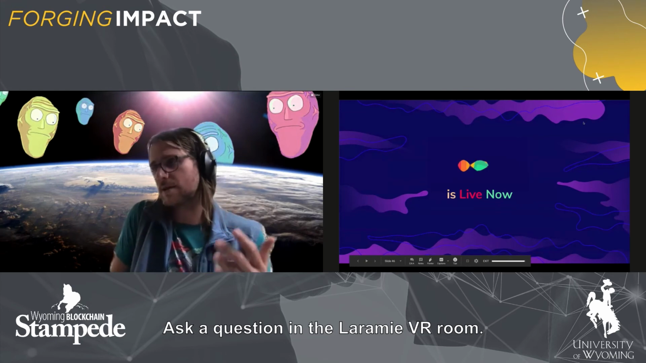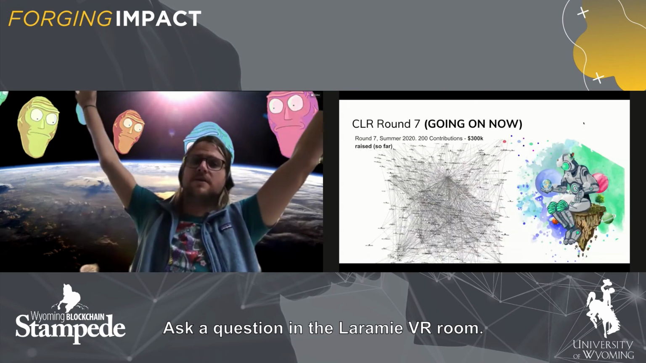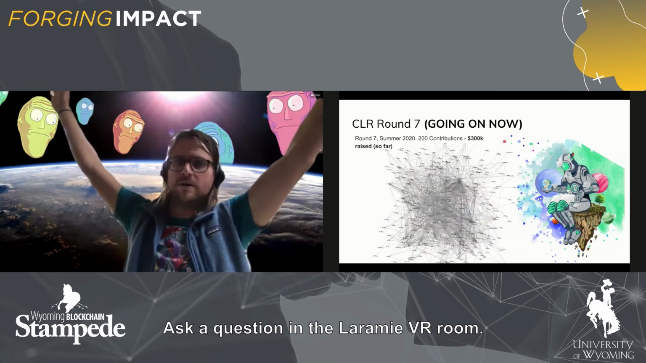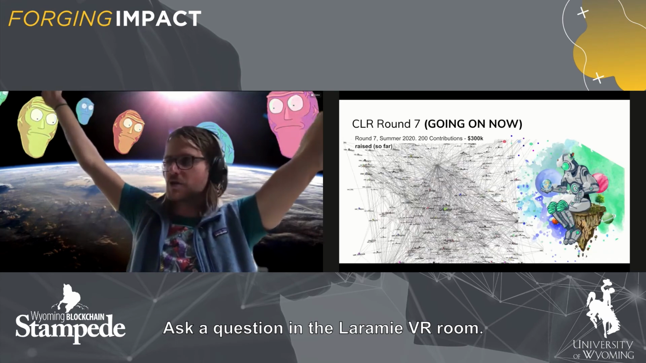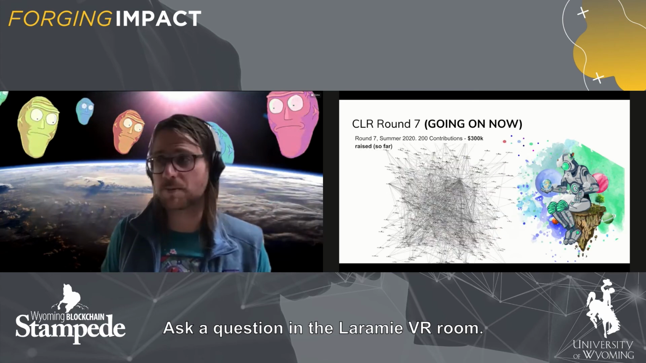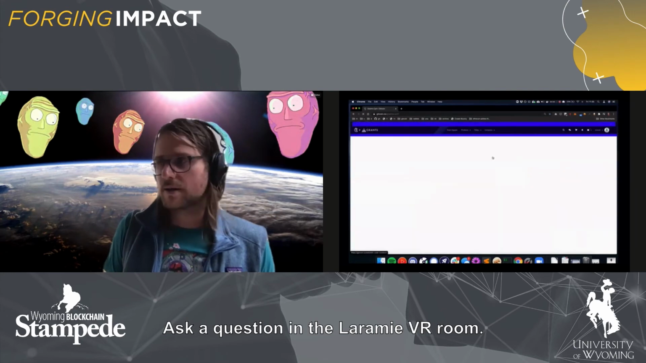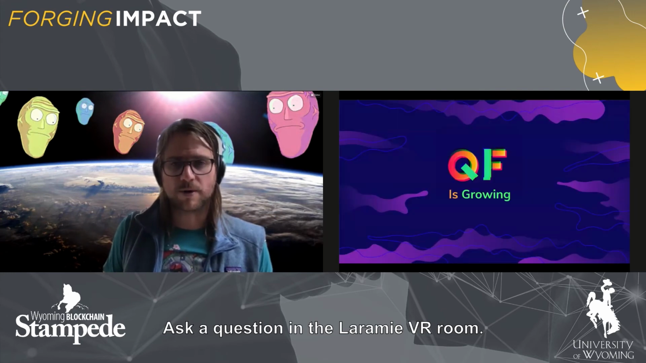And you can also just go to gitcoin.co/grants if you want to see CLR round 7 going on now. Creating a mesh network of human beings. And you can contribute to it. You can contribute to public goods if you go to gitcoin.co/grants and contribute to your favorite open source software projects.